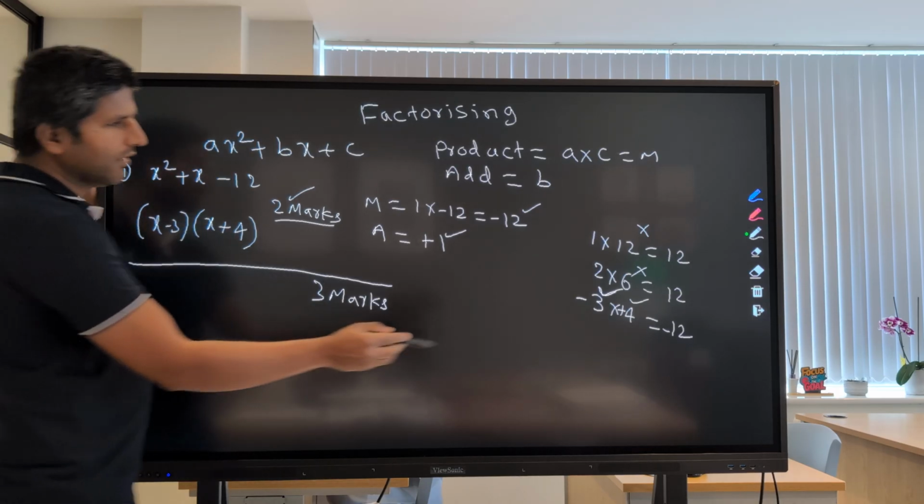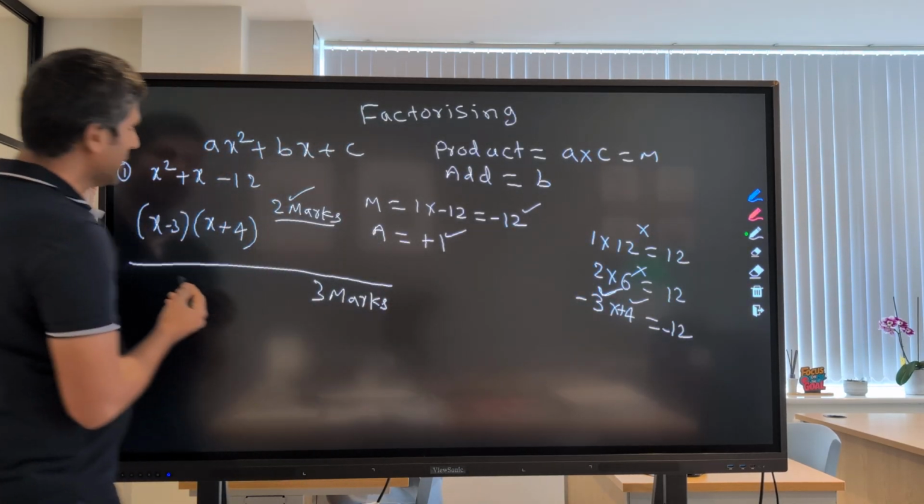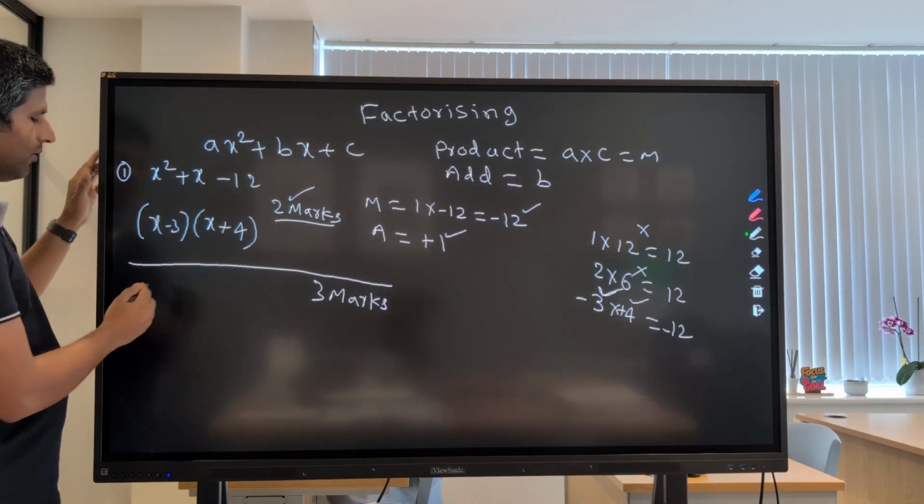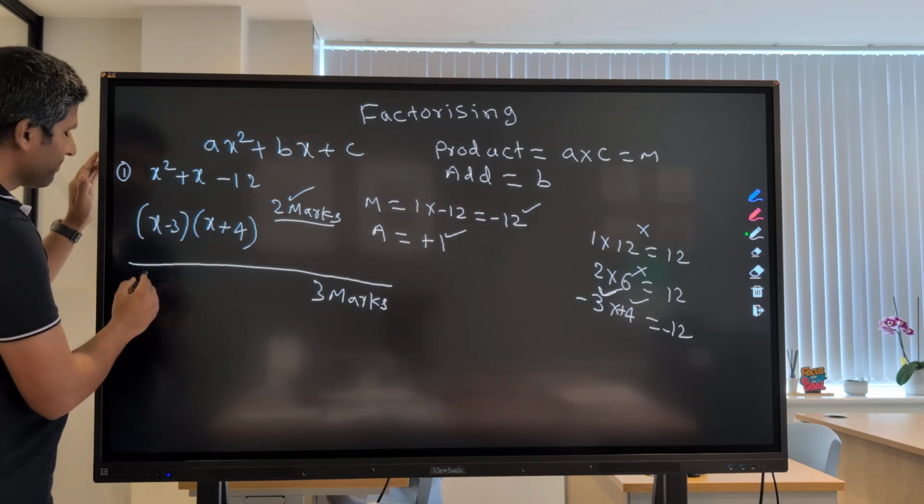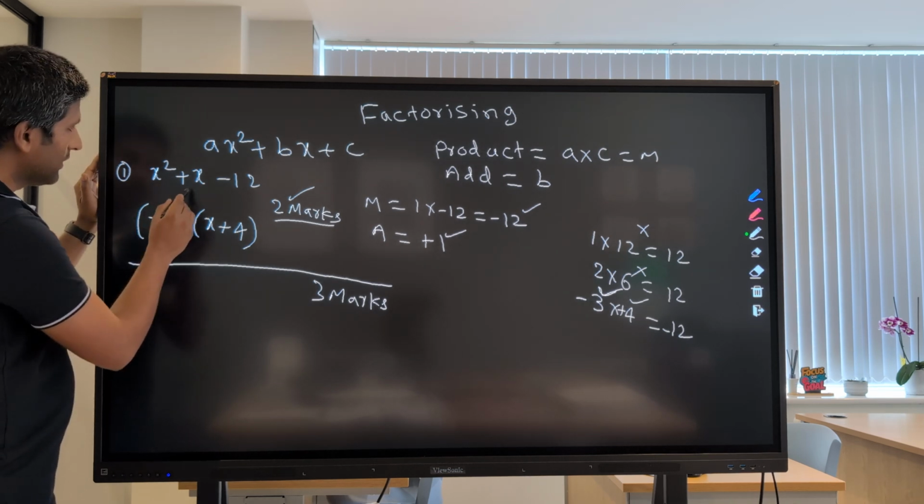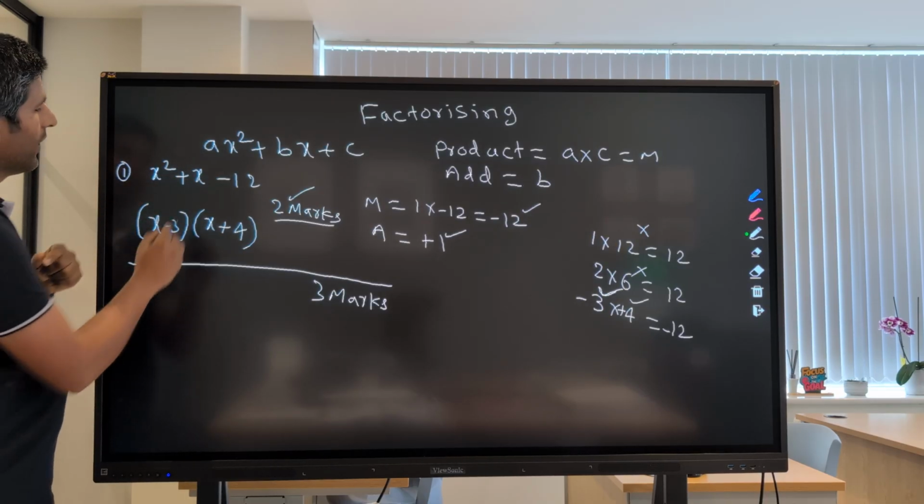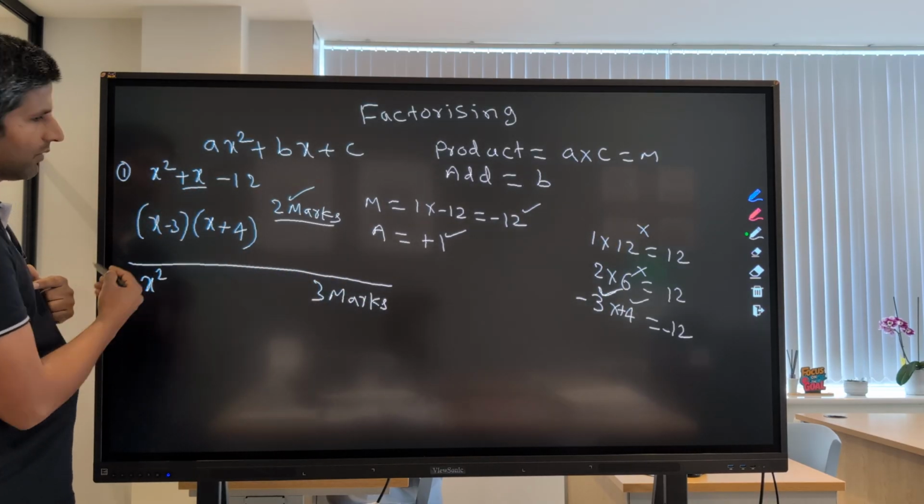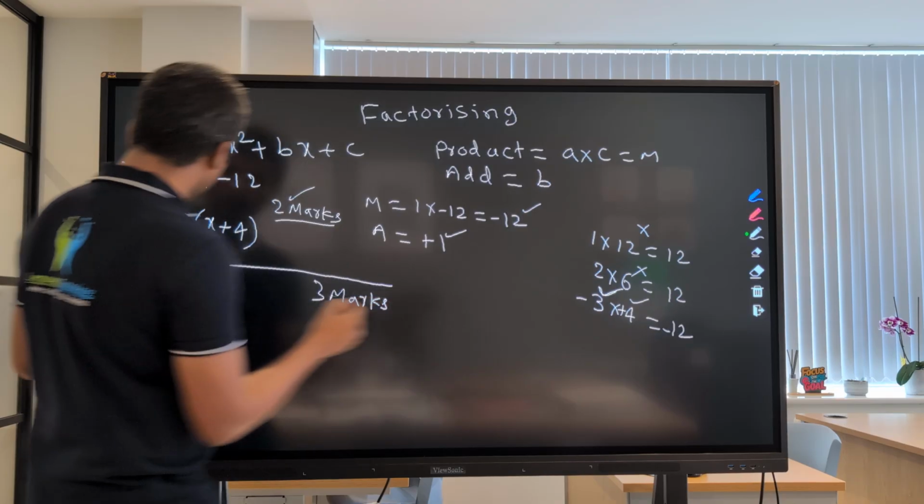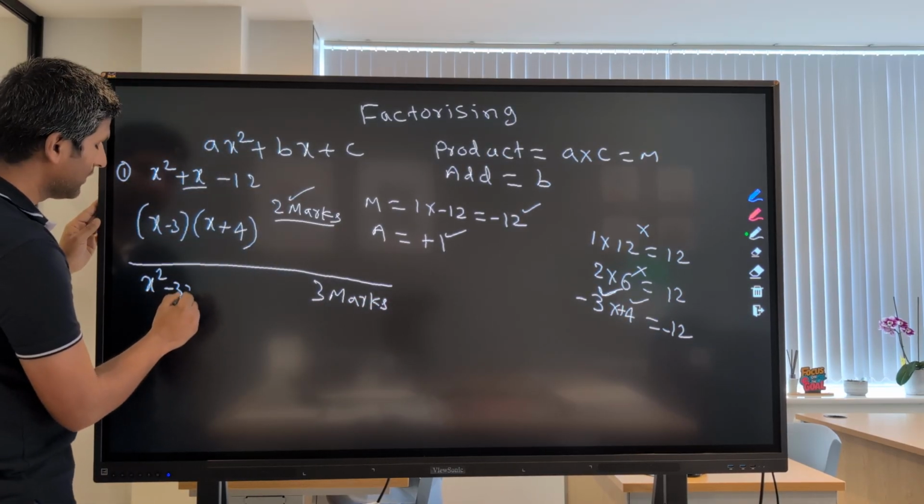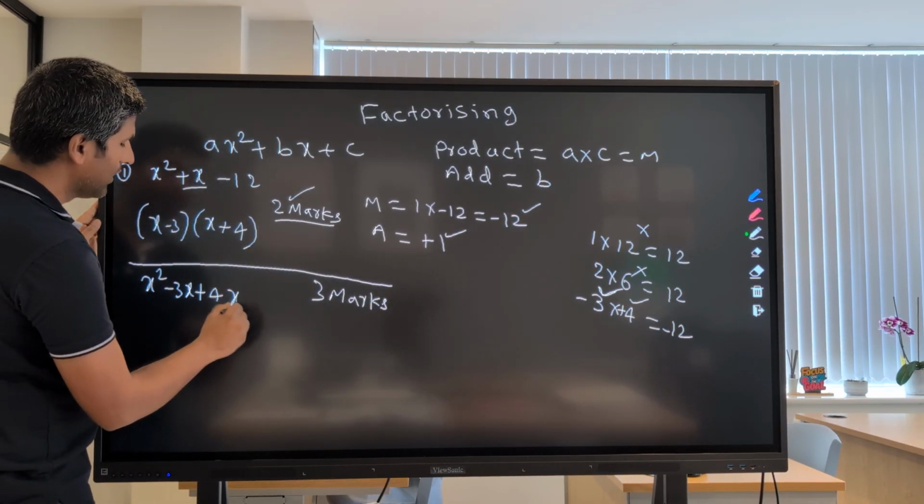So we reuse the same numbers, but just expand it with multiple steps. Instead of writing it this way, you write x squared, and the middle one you split using the 2 numbers we found here, minus 3 and 4. So what you write is minus 3x plus 4x minus 12.